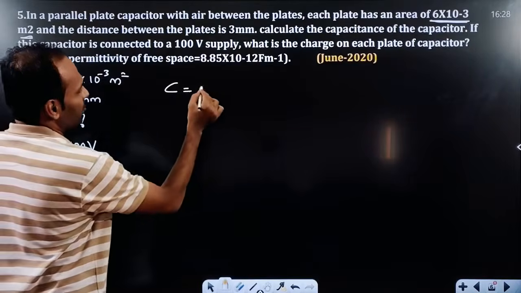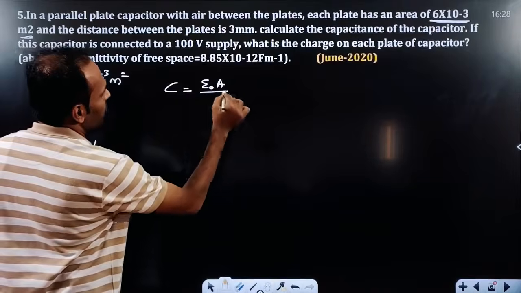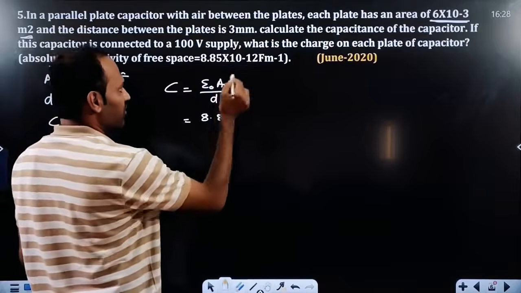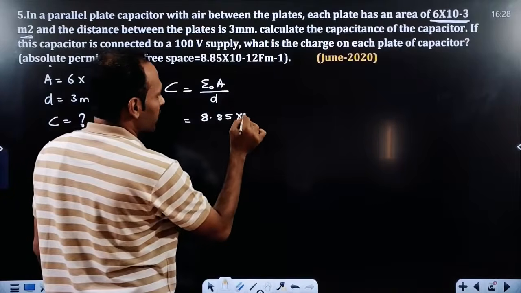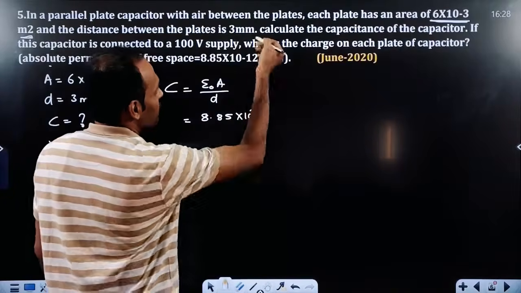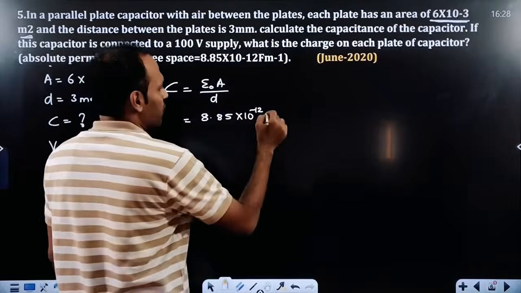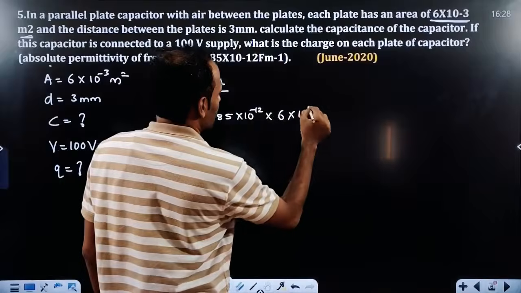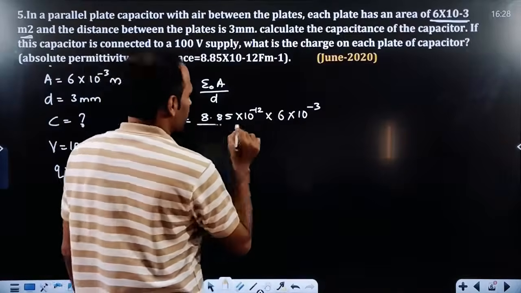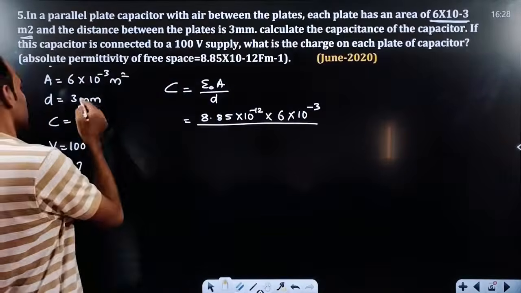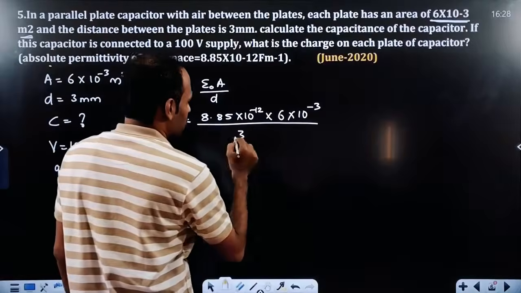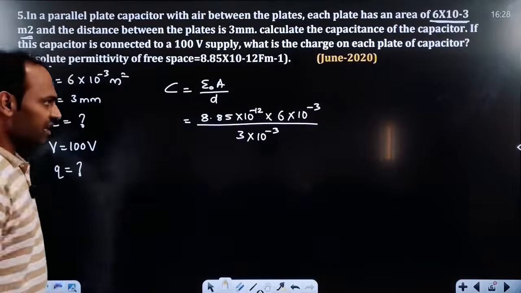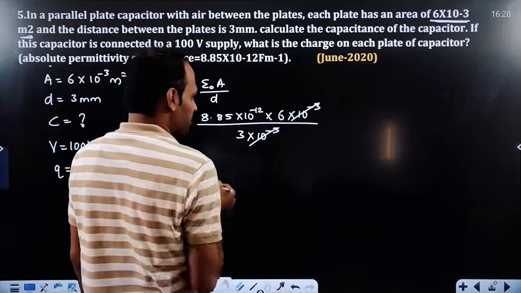So what is the parallel plate capacitance formula? Epsilon naught A divided by D. What is epsilon naught? The value of epsilon naught they have given already. We should be knowing it. 8.85 into 10 to the power minus 12, into area. How much is the area? 6 into 10 to the power minus 3, divided by the distance. Distance is 3 millimeter, so I will take it in meter. It will be 10 raised to minus 3.